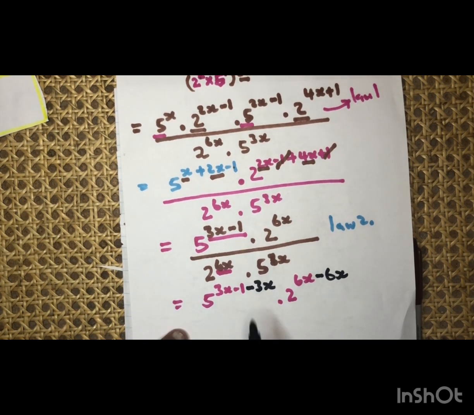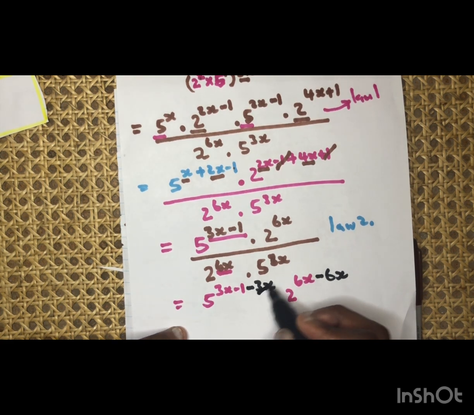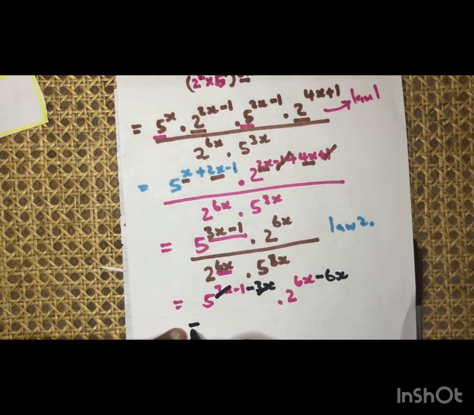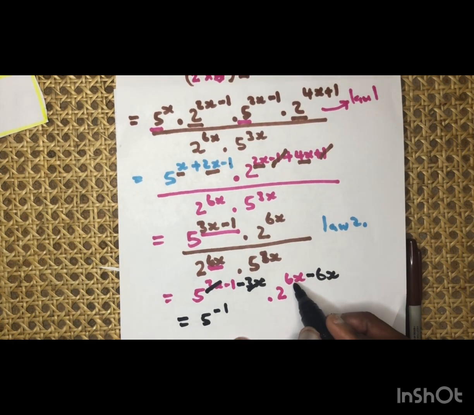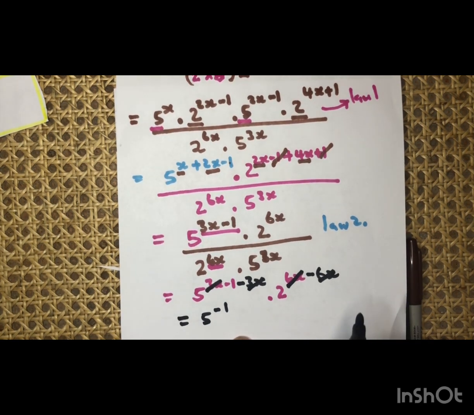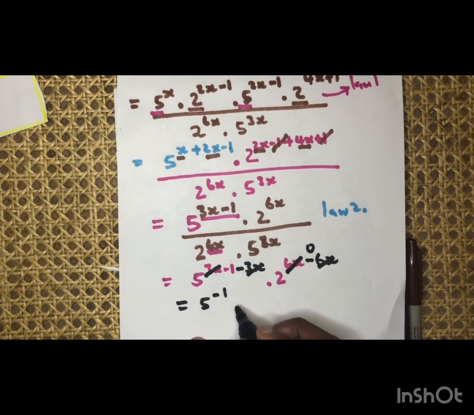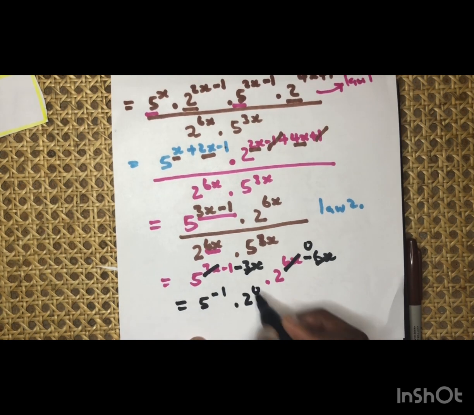Understand? So what will happen to 3x and 3x? They are going to cancel out. Now you are left with 5 to the power minus 1. Okay? So what will happen to 6x and 6x? They are going to cancel out. Then we are left with what? No, we are not left with 1. We are left with 0. So this is 2 times, this is 2 to the power 0.